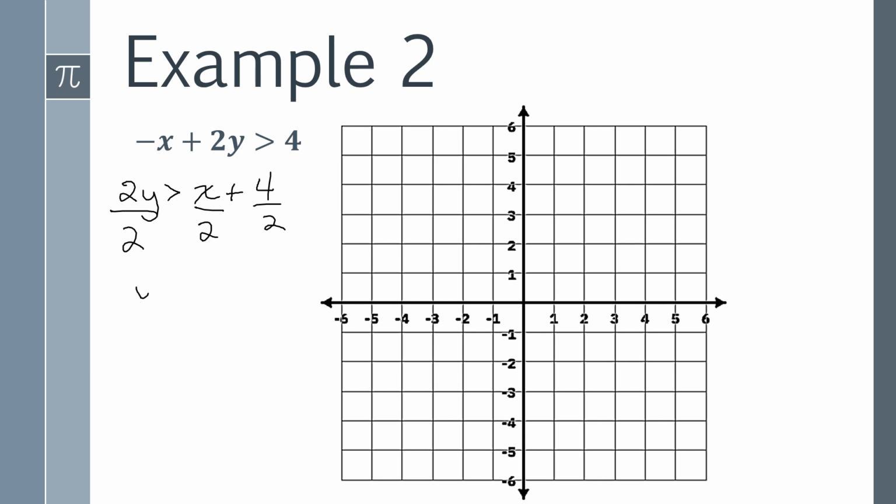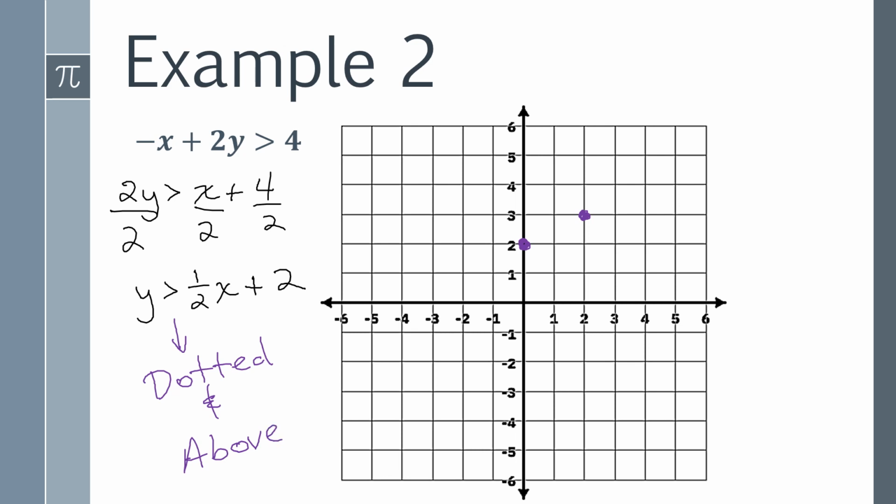So 2y divided by 2 is y. X over 2 is equal to 1/2 of x, right? And plus 4 over 2 is plus 2. So our y-intercept here is positive 2. And we're going to go up 1 and over 2. All right, so this tells us we're a dotted line again, but this time, because it's to the right, we're above the line. So we end up with this.